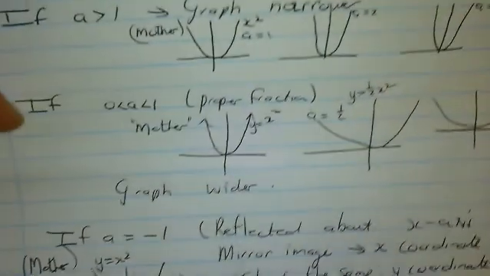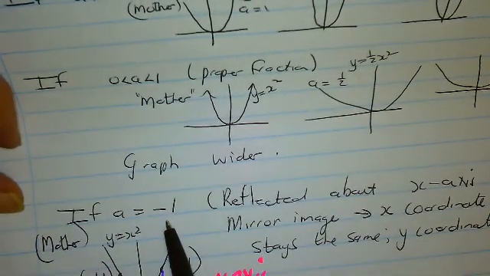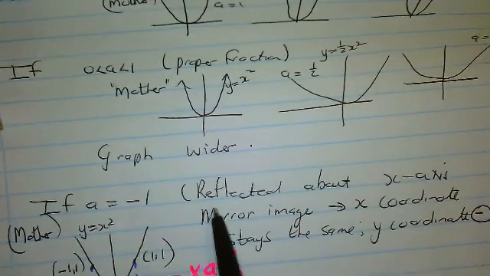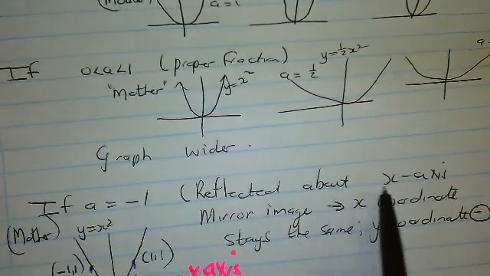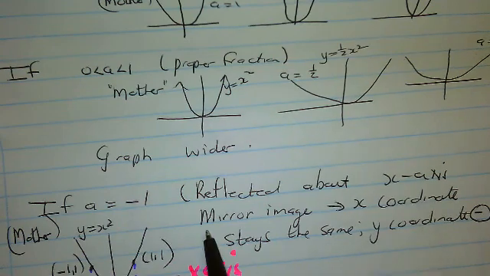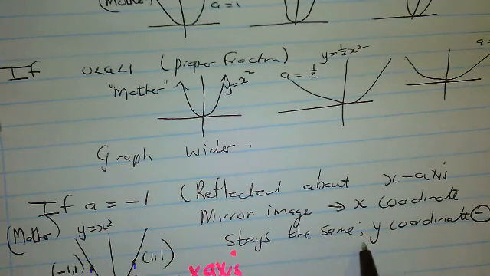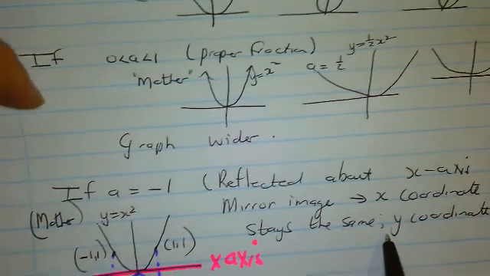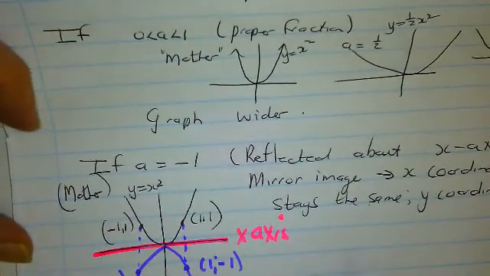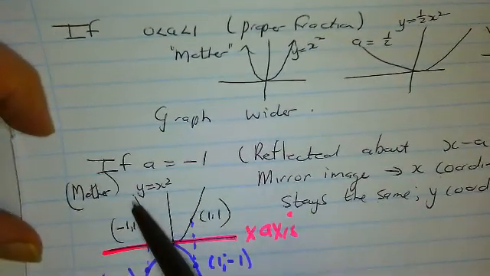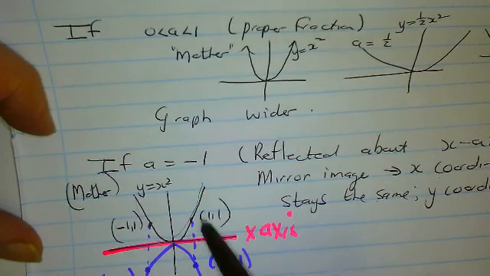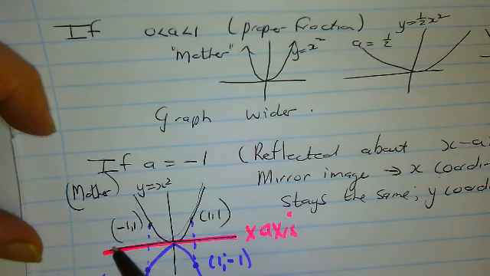Okay. If a is equal to -1, what will happen? You'll see it will be reflected about the x-axis. We also say that's the mirror image. What will happen? You'll see the x-coordinate stays the same and the y-coordinate will get a negative. You always go back to the mother graph and then you see what happens. So this is your mother graph. Can you see that coordinate is 1, 1, that one is -1. This is my x-axis, in this case the mirror image.